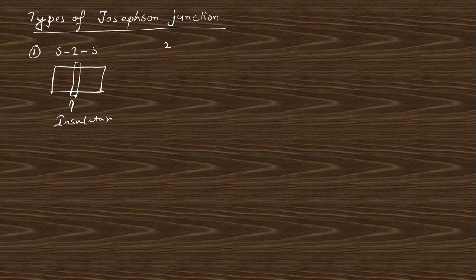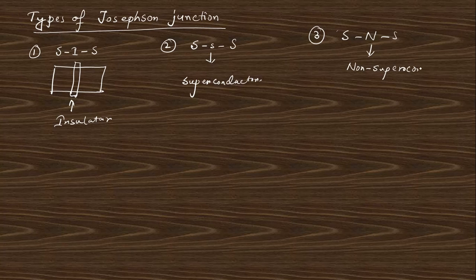Number two is SS'S, where the middle S' is a superconductor with a different property. Number three is SNS, where N is a non-superconducting metal. In these three junctions, the Josephson effect is observed.